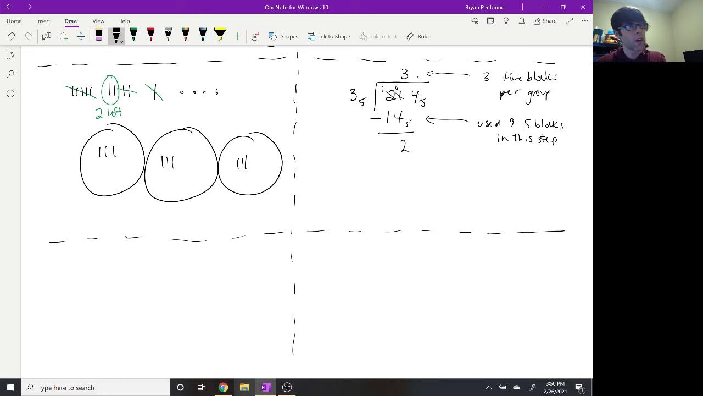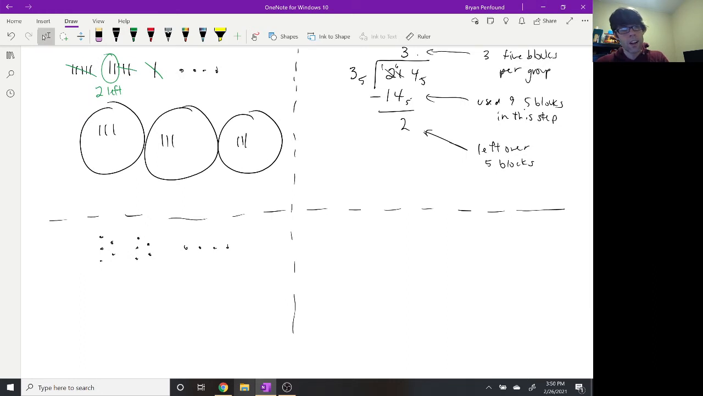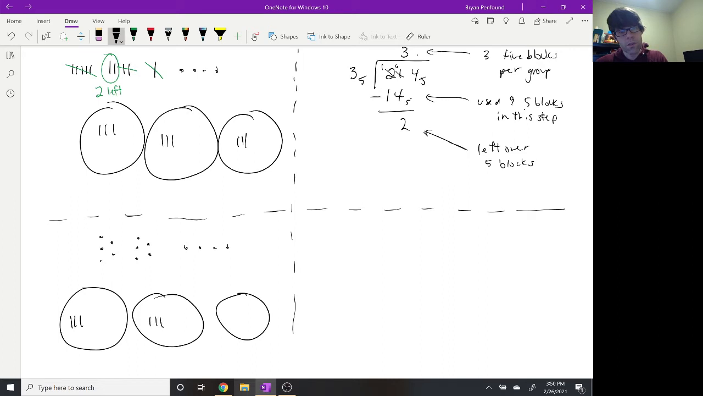Now we're going to go through the regrouping phase, and we're going to do the same thing. We're going to break down these two leftovers. This 2 represents the leftover 5 blocks. So let's break these 5 blocks down into their individual units. Our groups really haven't changed. We still have 3 groups altogether, and each of those 3 groups still has 3 5 blocks inside.